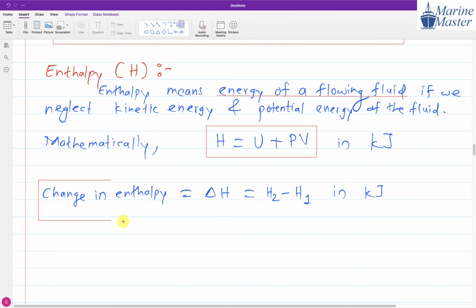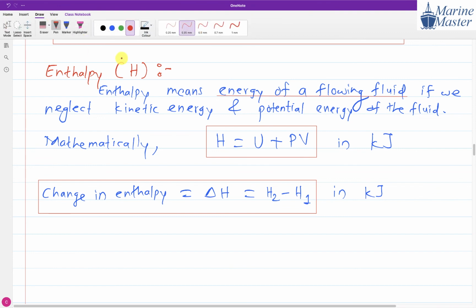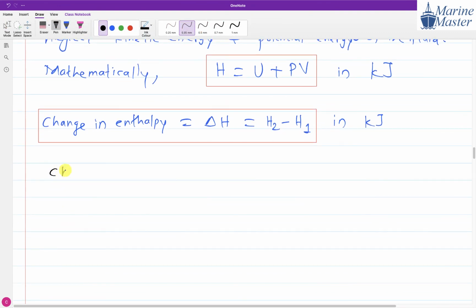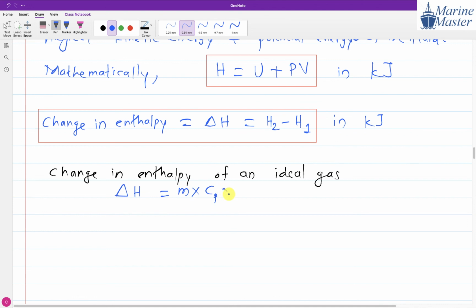So that is a change in enthalpy. Now suppose you want the change in enthalpy of an ideal gas. This is the generalized expression: enthalpy change means final minus initial. For an ideal gas, delta H will be equal to m Cp (T2 minus T1), and the unit will be kilojoule. So please write down these relations.